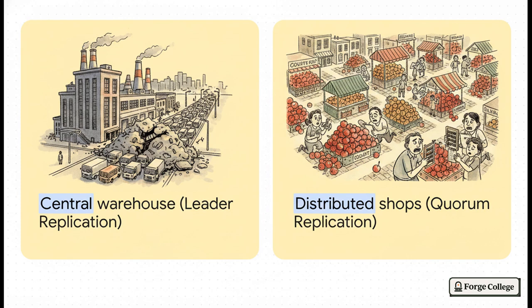Think about it for a second. If you run the city, having one massive central warehouse means everyone knows exactly where the inventory is, right? Deliveries are scheduled, order is maintained, it's great. But what happens if the main road to that warehouse gets blocked? Boom, the whole city stops. Now, on the flip side, having 50 distributed local shops means your city is incredibly resilient. But trying to figure out exactly how many total apples the city has at any given second, oh man, that is an absolute logistical nightmare.